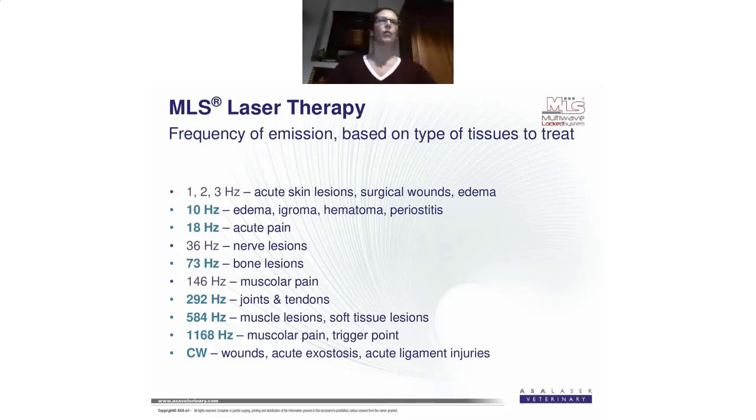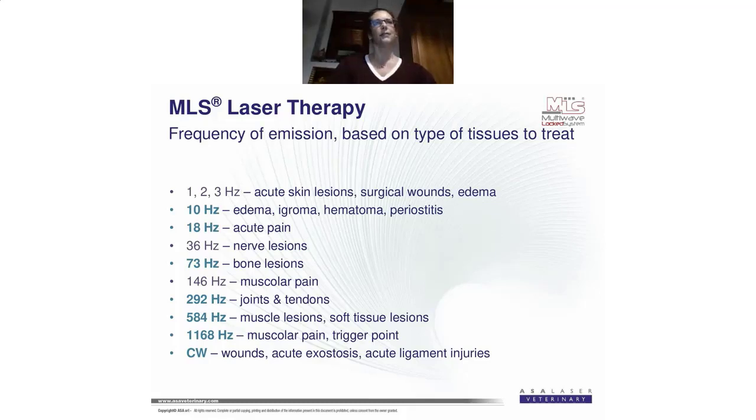10 hertz is more for the acute situation of edema, 18 for the acute pain, 73 is for the insertion of tendons and ligaments on the bone. 292 is the best frequency for joints, tendons, and also synovia. 584 is the frequency that is very useful when we have to repair soft tissue lesions. So you will see I use it a lot.